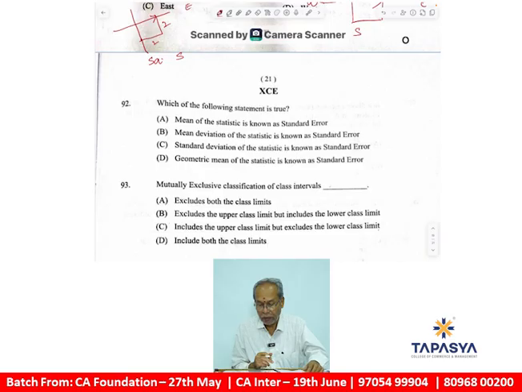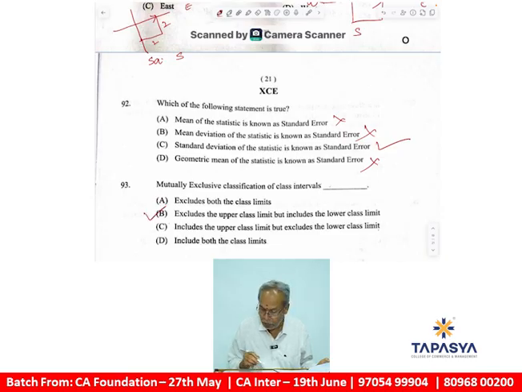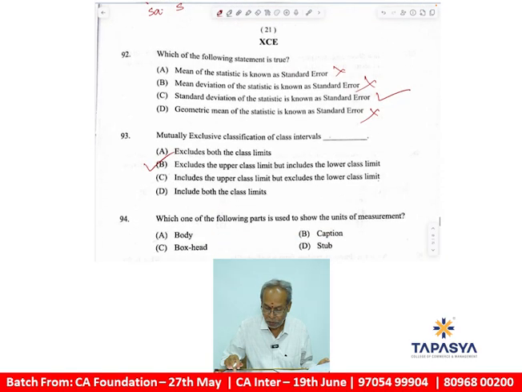Right. Next comes the question, which of the following statements is true. Mean of a statistic is a standard error is not correct. Mean deviation of a statistic is also not correct. Standard deviation is always treated as a standard error. Mutually exclusive classification always excludes upper limits and the lower.